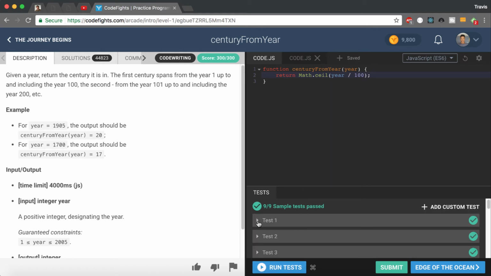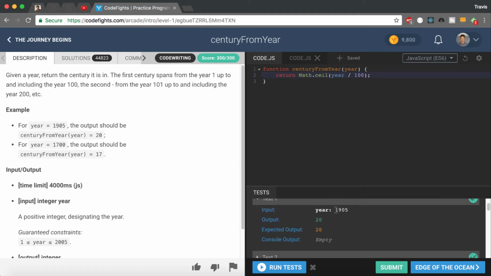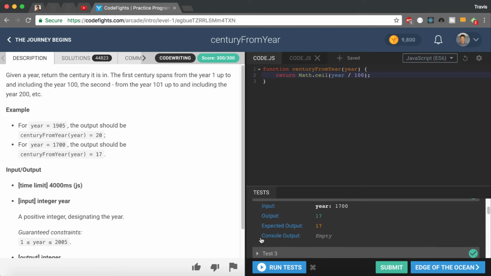Everything passes. So let's take a closer look at that. You see our year input is 1905. Our output would have been 19.5 or 19.05, somewhere around there. But with math.ceil, it increases it up to 20, and we get the expected output. Same with test 2, which is 1700, which would have returned the right number even without math.ceil, because 1700, 1800, 1900 would bring back whole numbers if we divided by 100.